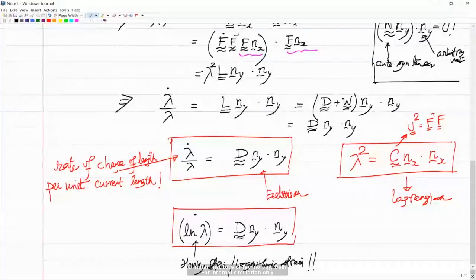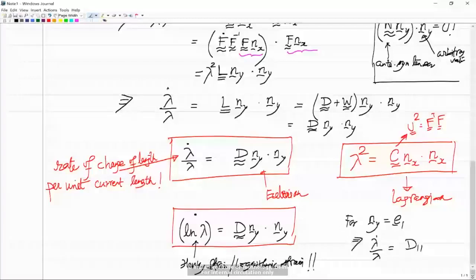The other thing to see is, D being a second order tensor, it's a matrix, right? So, for example, when you set ny equal to E1, see, ny is the deformed orientation, the orientation of the line element in the current configuration. So for ny equal to E1, you have lambda dot by lambda equal to D11, isn't it? So D times E1 dot with E1, that's D11.